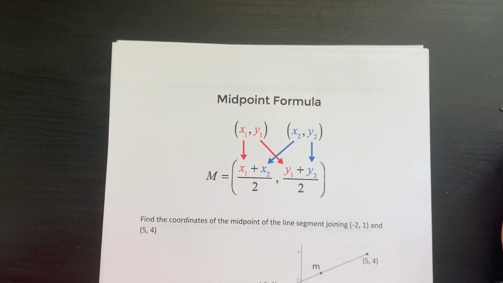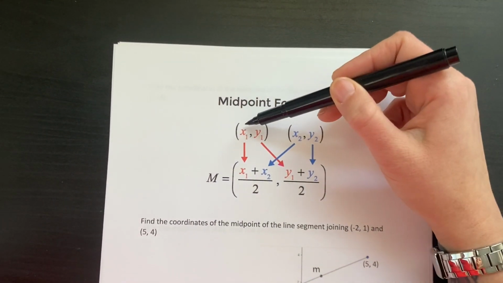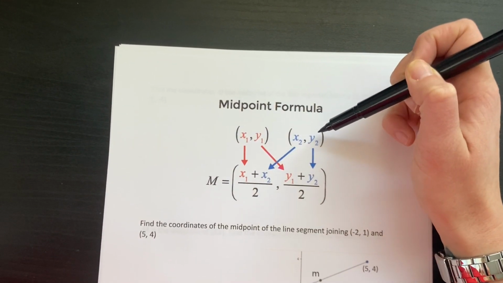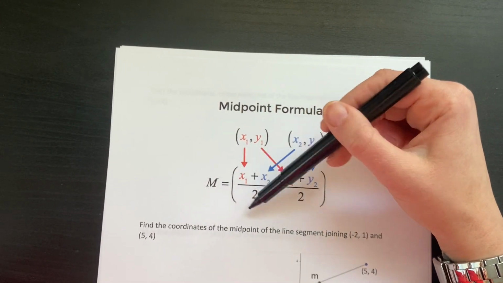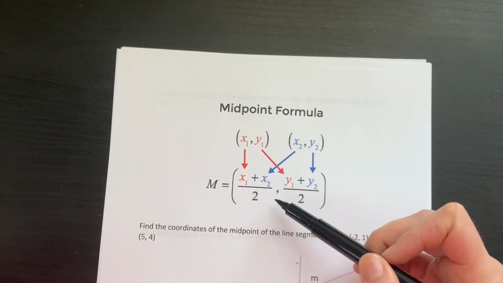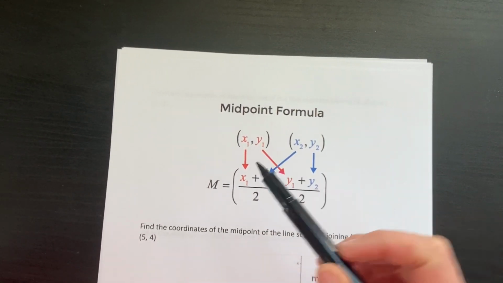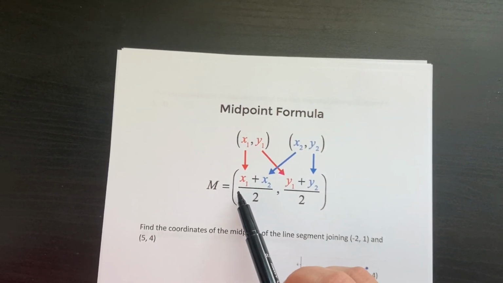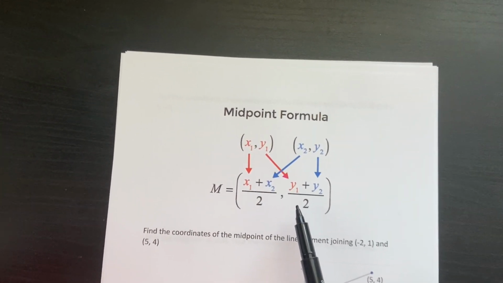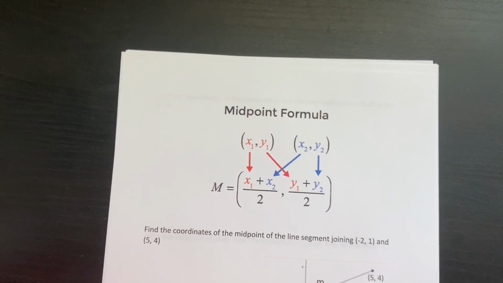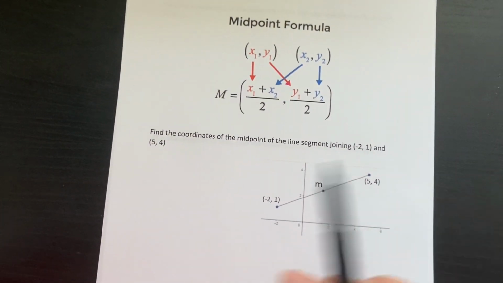If you're asked to find the midpoint between 2 points, x1, y1 and x2, y2, this will be your formula for the midpoint. So it's a coordinate, so we want it to be our x coordinate, comma, our y coordinate. So the x-coordinate of the midpoint would be x1 plus x2 divided by 2. And the y-coordinate of the midpoint would be y1 plus y2 divided by 2. Let's go through some examples.